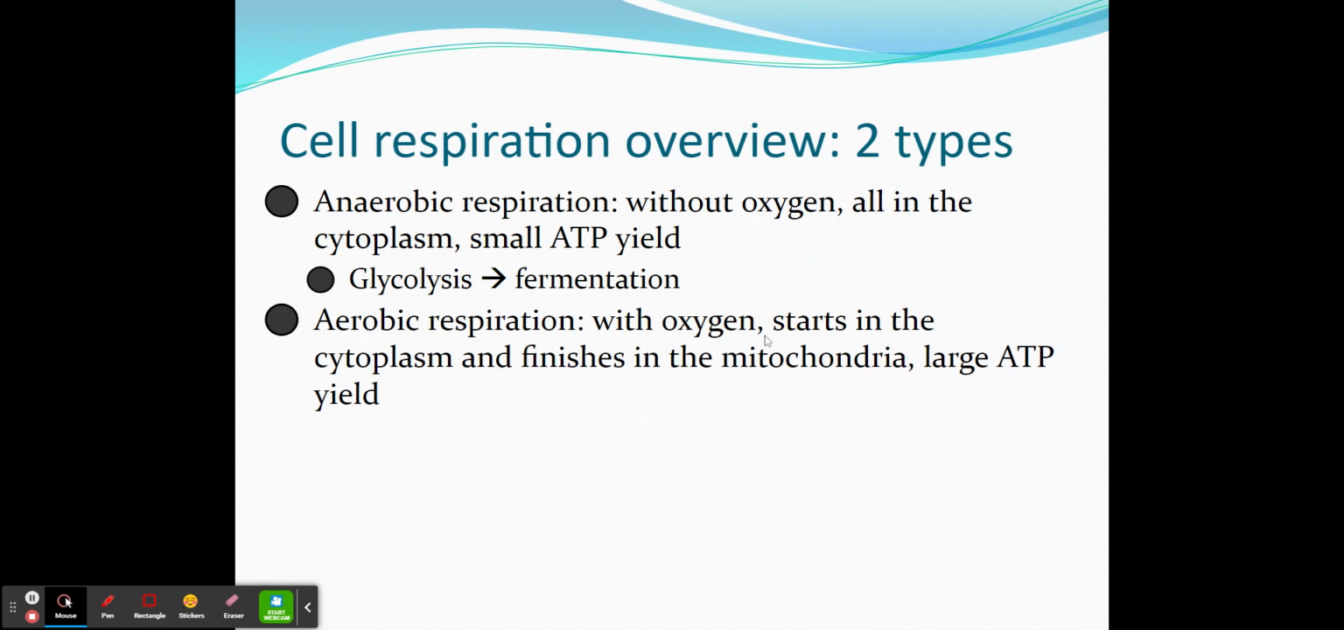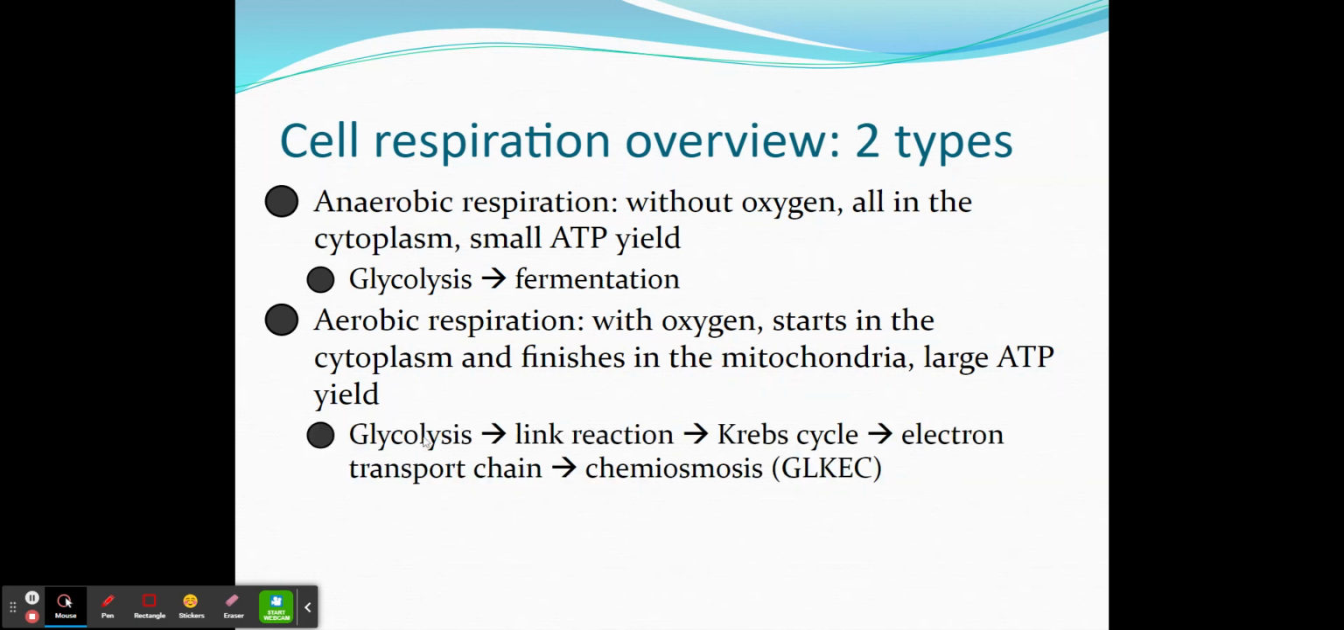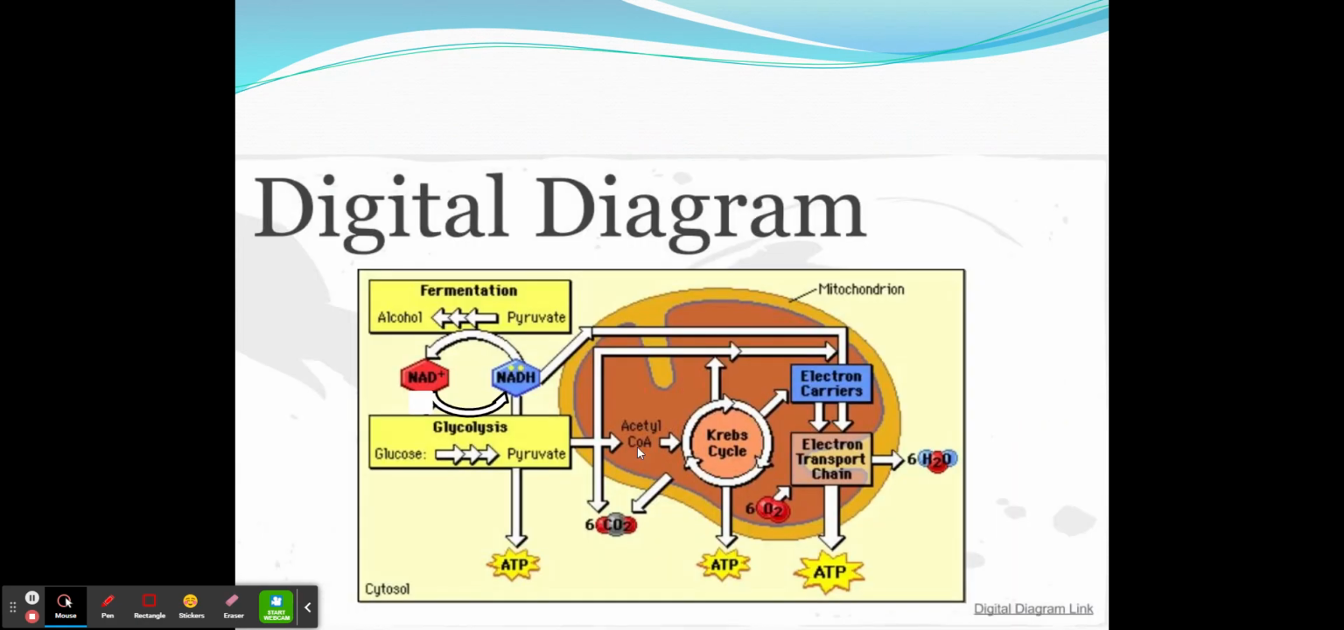Aerobic respiration, this is the big one. This is what we'll spend 75% of this lecture on. 5 steps, GLKEC. So come up with a mnemonic for that. The one that I like is good luck kissing or kicking every cat. That's kind of a fun one. So glycolysis, the link reaction, Krebs cycle, electron transport chain, which I'll usually call ETC, and chemiosmosis, which is kind of a stupid word.